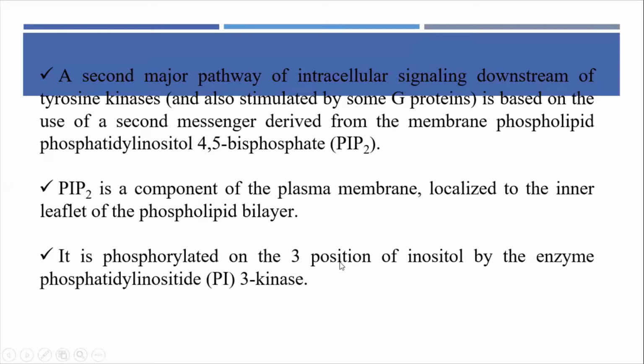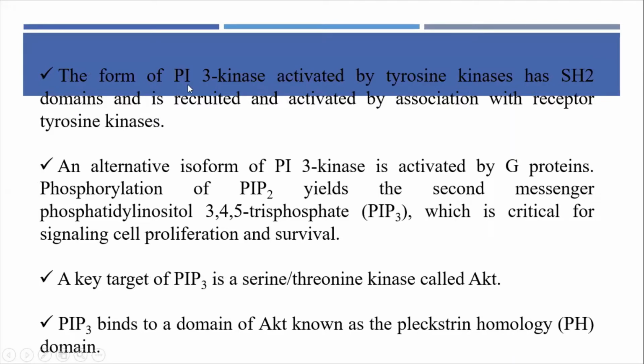Now, it is phosphorylated on the third position of inositol by the enzyme phosphatidylinositol 3 kinase, that is PI3 kinase. So now this becomes PI3, okay? It will become 1,4,5-triphosphate now. The form of PI3 kinase activated by tyrosine kinase has SH2 domains and is recruited and activated by association with the receptor tyrosine kinases. So here you have to understand that once there is a ligand or growth factor which binds to your receptor tyrosine kinases, the phosphorylated receptor is going to bind to the SH2 domains. Now this is going to activate your PI3 kinase enzyme.